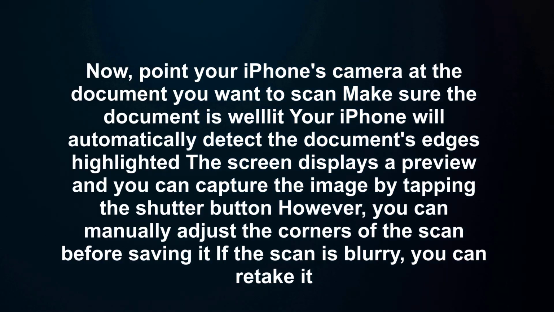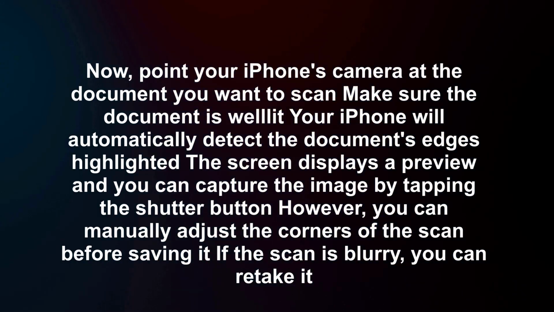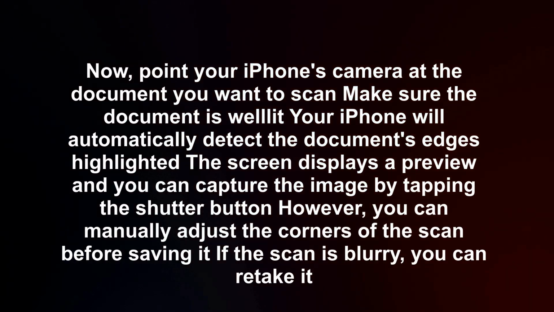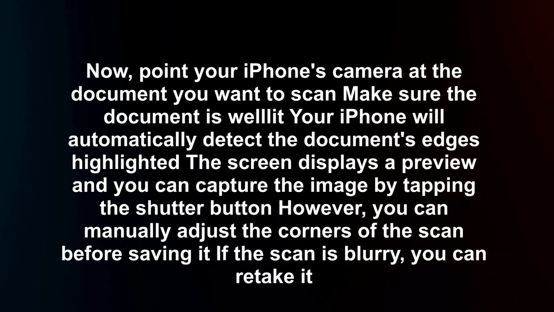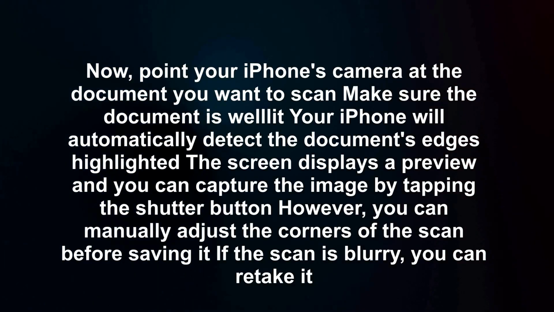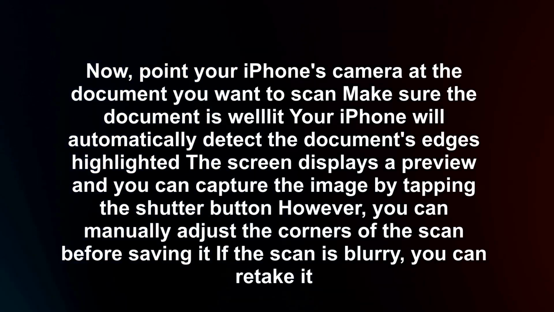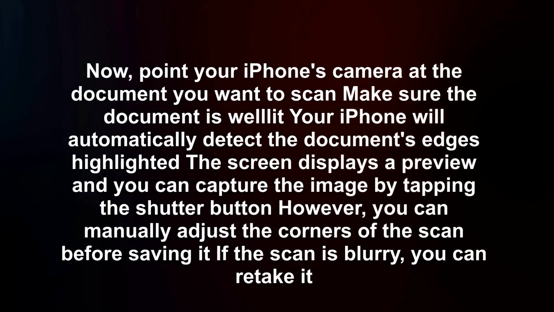Now, point your iPhone's camera at the document you want to scan. Make sure the document is well lit. Your iPhone will automatically detect the document's edges, highlighted. The screen displays a preview and you can capture the image by tapping the shutter button. However, you can manually adjust the corners of the scan before saving it. If the scan is blurry, you can retake it.